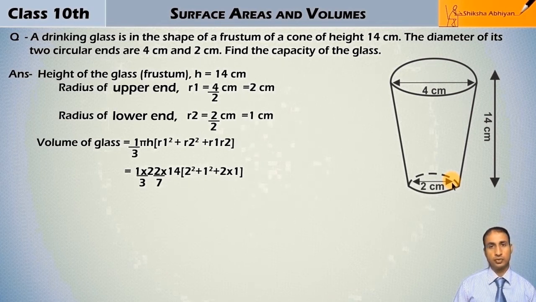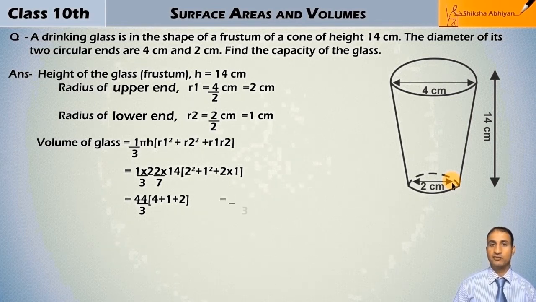So 1 by 3 into 22 by 7 is pi into 14 bracket 2 square plus 1 square plus 2 into 1. So that will become 7 से आप 14 को डिवाइड करेंगे. 7 में 7, 7 2 14 and 2 into 22 will become 44 upon 3. ब्रैकेट में 2 square is 4, 1 square is 1 and 2 into 1 is 2.